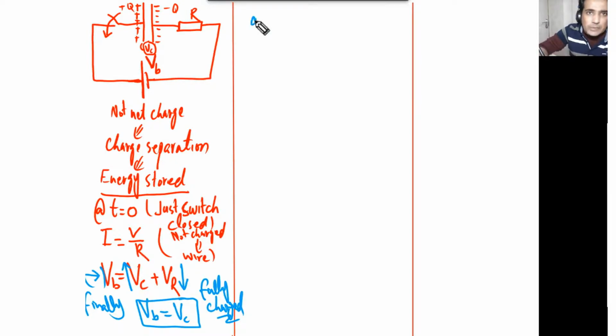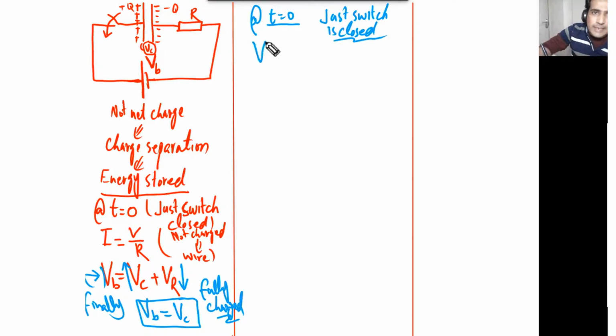If you calculate at time t equal to 0, of course this doesn't make much sense, but t equal to 0 means that you just closed the switch. At that moment, VB is equal to Vc plus VR, but Vc will be 0. And at that point, VB will be equal to VR. Okay, so this will be true.